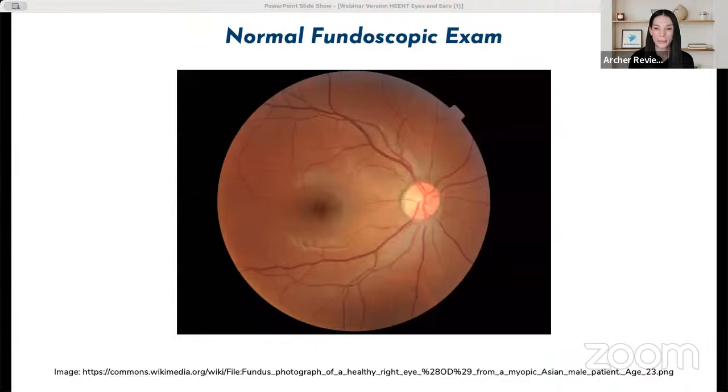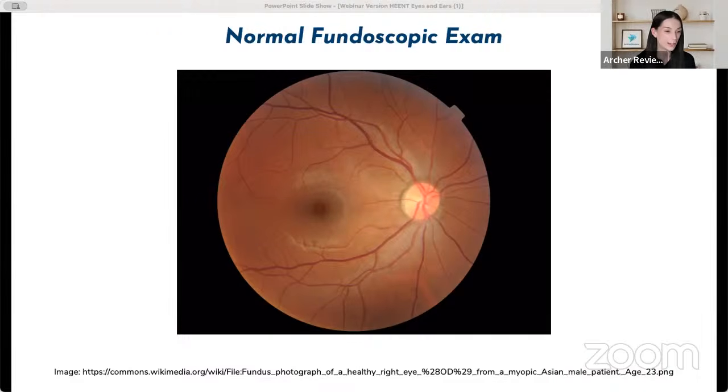Our first topic here is something that you actually probably won't look at too much in the primary care setting, but it's really important to know. And that is what a normal fundoscopic exam looks like. So this is a really great picture. I think it really shows the different pieces, and we're going to talk through it together here.